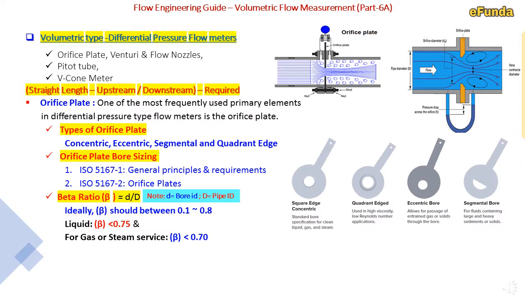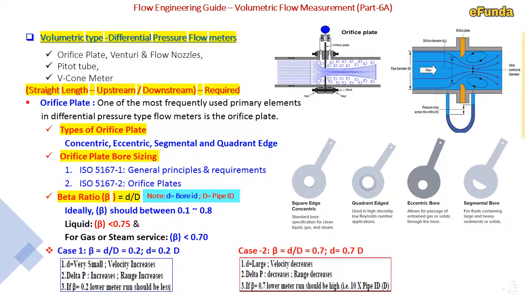Basically for liquid, the beta ratio should be less than 0.75, and for gas or steam service, the beta ratio should not be greater than 0.7. One can see in an equation where we have defined two cases. Case 1, that is beta ratio d by D. One can see here we have considered that the beta ratio is 0.2. Now d is equal to 0.2 capital D.